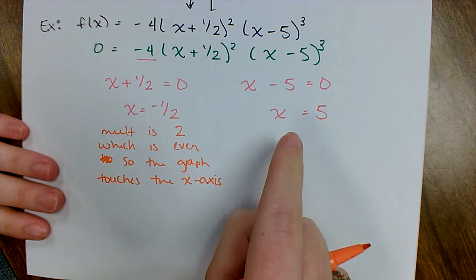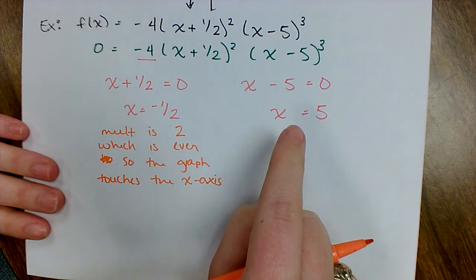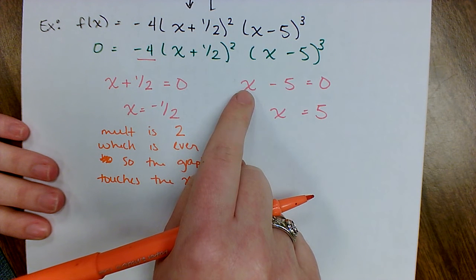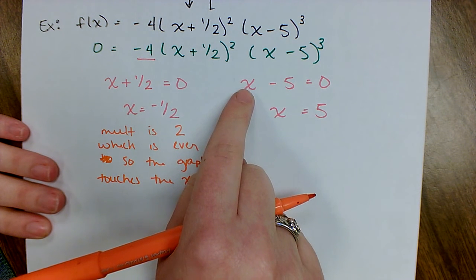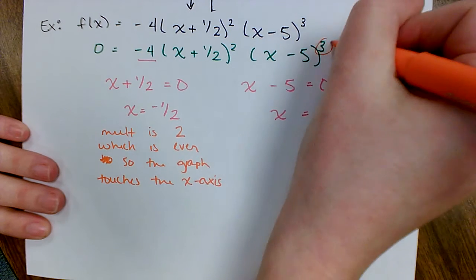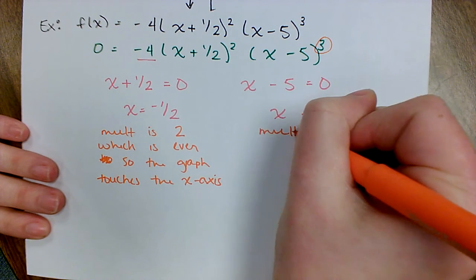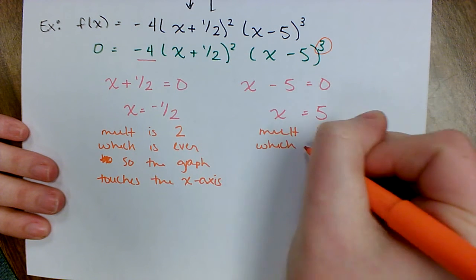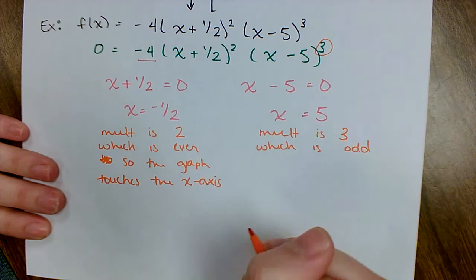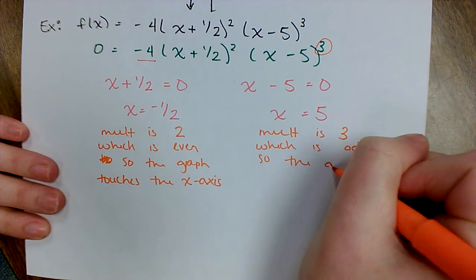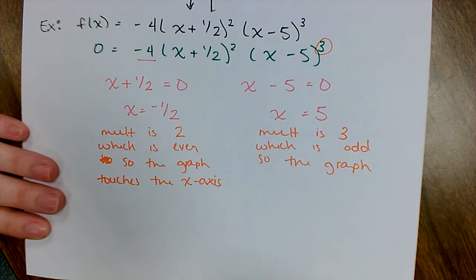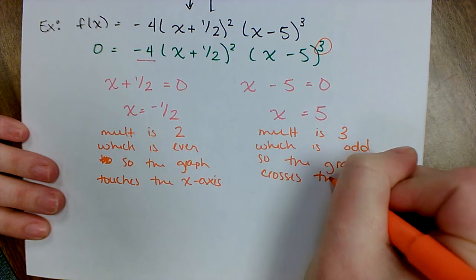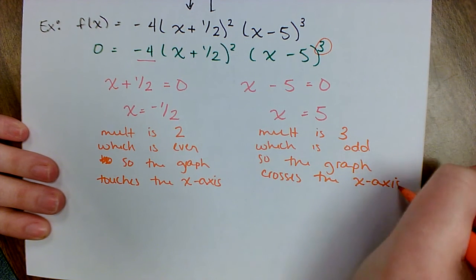x equals 5. How many times would I get that 0? Well, it came from x minus 5, so how many times did I have the factor x minus 5? From the exponent, I had it 3 times. So my multiplicity is 3. Is 3 even or odd? It's odd. So the graph will do what? Odd means the graph crosses the x-axis.